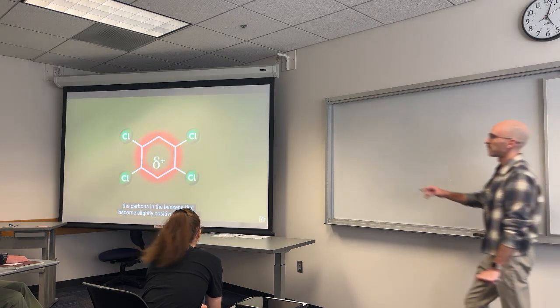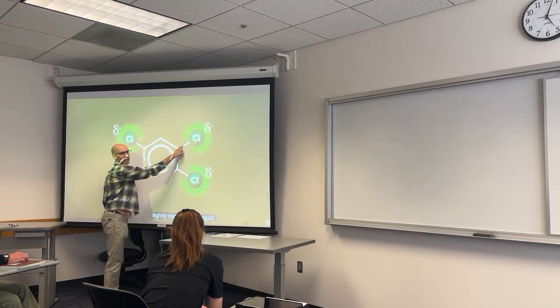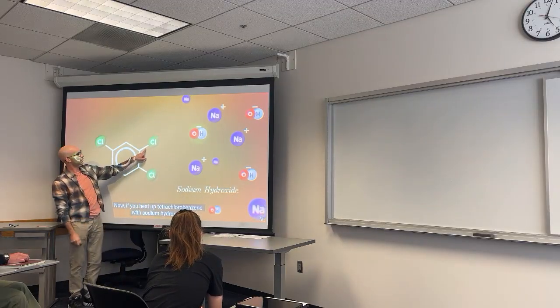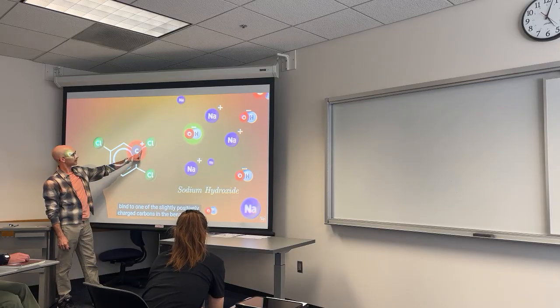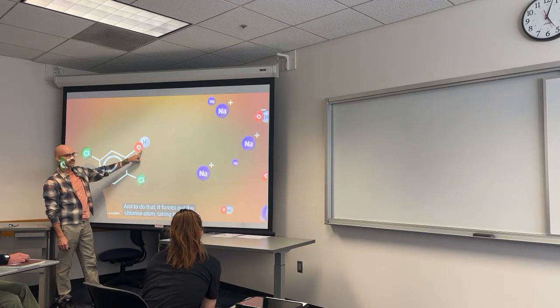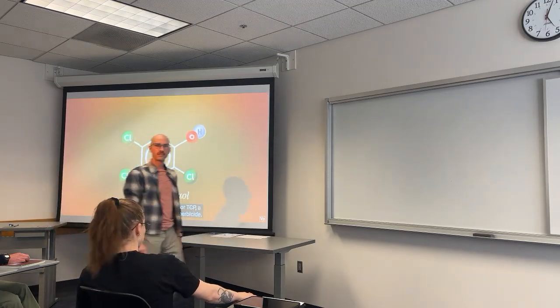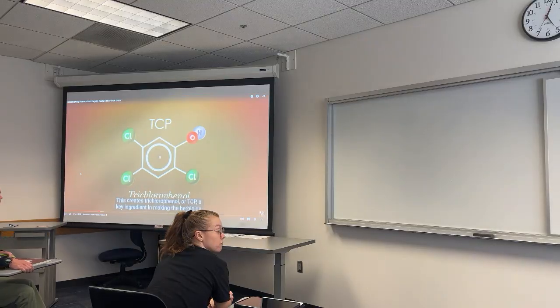Carbons in the benzene ring become slightly positively charged, and the chlorines slightly negatively charged. Electron. Now, Yeah, if you heat that's up an electron pair. tetrachlorobenzene It's a with bonding sodium pair. hydroxide, Look what one of happens the to negative it. hydroxide ions will want to bind to one of the slightly positively charged carbons in the benzene ring. And to do that, it forces out the chlorine atom, taking its place. Did they leave? No. This creates trichlorophenol, What or the TCP, hell? a key ingredient in making the herbicide.